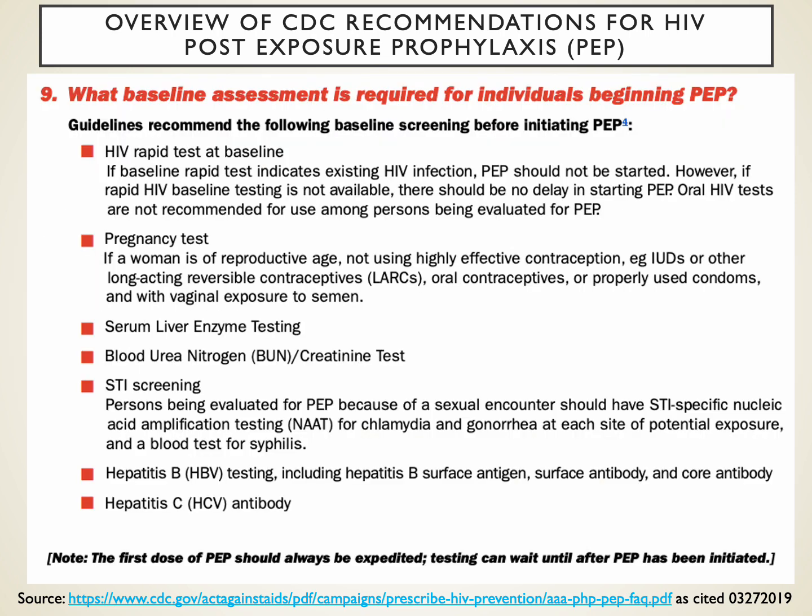Baseline requirements: we're going to get a rapid HIV test before we start, a pregnancy test, LFTs, a BUN and a creatinine. You're going to screen for sexually transmitted infections if it's related to a sexual encounter, and you're going to get Hep B and Hep C antibody testing as well.